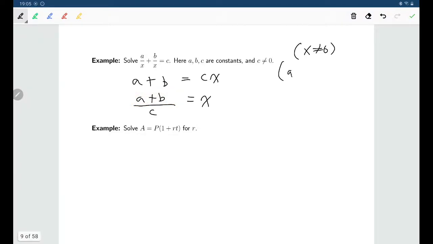So in other words, a cannot be the opposite of b. So if a were 5, b couldn't be negative 5, otherwise you'd wind up with something undefined. So nice to think about these sorts of things.